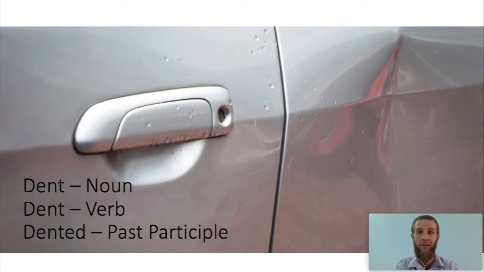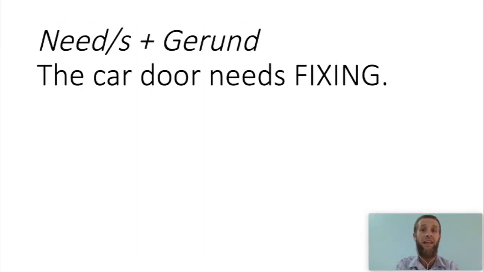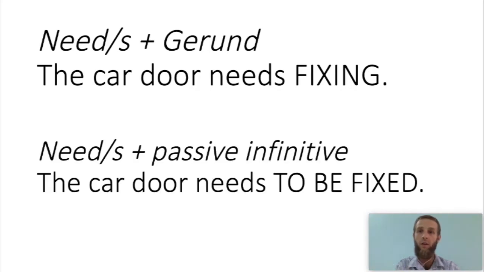How am I going to fix this? I say that the car door needs fixing, or the one that I like a little bit better, plus the passive infinitive: the car door needs to be fixed. If you notice here, in the passive infinitive, we have to be plus the past participle. The car door needs to be fixed.